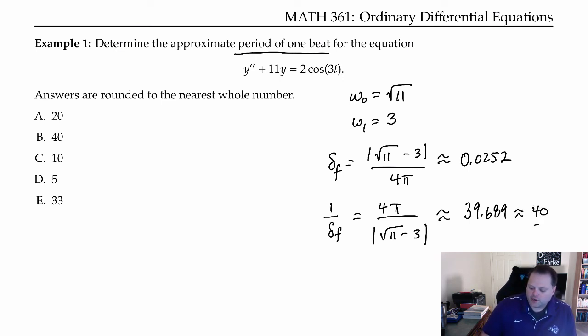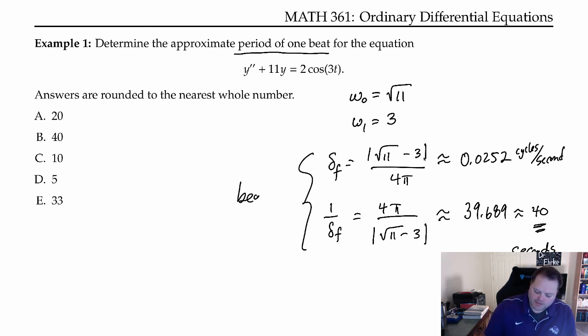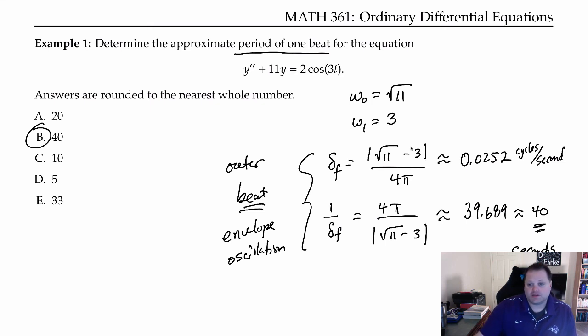So approximately 40 seconds is the beat period there. So it's how long it takes for 1 beat if this were in terms of seconds. Then this 0.0252 would be how many cycles per second that the beat would achieve. So this is the beat, right? That's what we're talking about here. That's the outer envelope oscillation. All right, so if you put 40 for the answer, congratulations, that is correct.